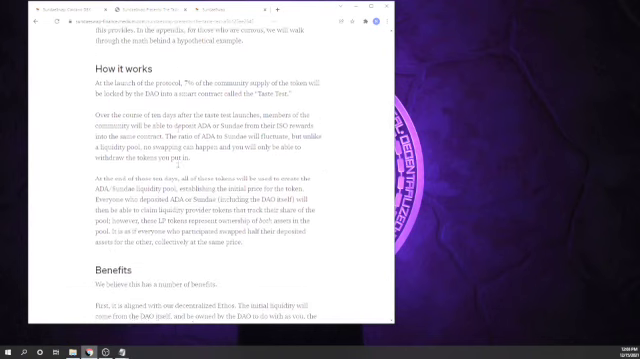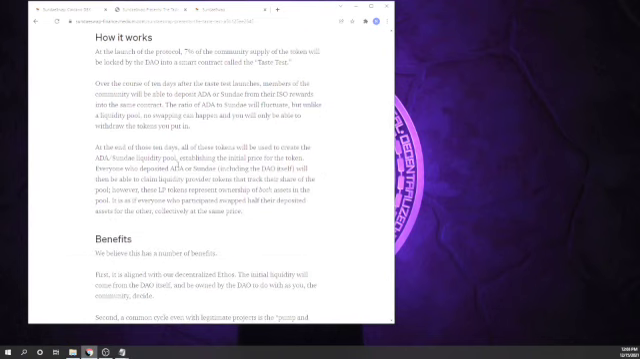So if we scroll down to how it works, at the launch of the protocol, 7% of the community supply of the token will be locked by the DAO into a smart contract called the taste test. Over the course of 10 days, after the taste test launches, members of the community will be able to deposit ADA or Sundae from their ISO rewards into the same contract. The ratio of ADA to Sundae will fluctuate, but unlike a liquidity pool, no swapping can happen, and you'll only be able to withdraw the tokens you put in. At the end of those 10 days, all of these tokens will be used to create the ADA to Sundae liquidity pool, establishing the initial price for the token.